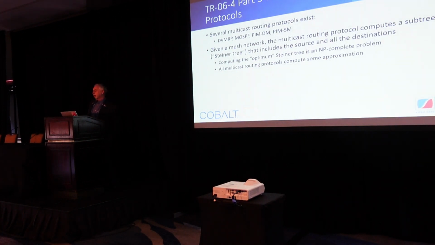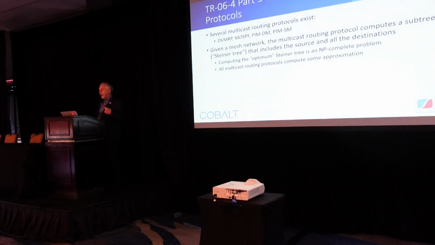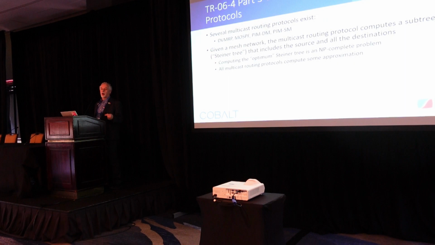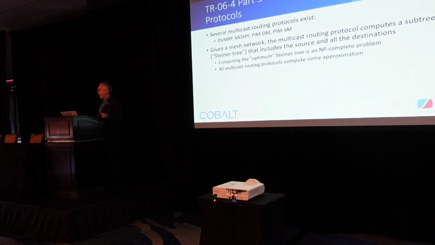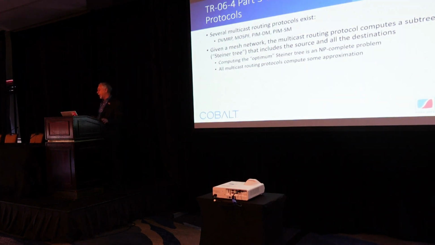I need to be a little nerdy here. Given a mesh network, the multicast routing protocol computes a subtree called the Steiner tree that includes the source and all the destinations. Computing that optimum Steiner tree is an NP-complete problem, and the multicast routing protocols always compute an approximation. The VMRP, for example, gives you a tree that is just a combination of the shortest paths.